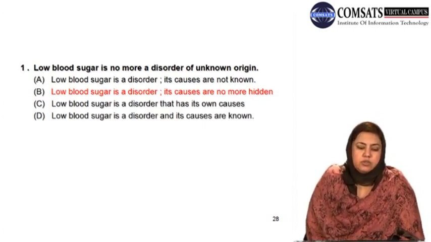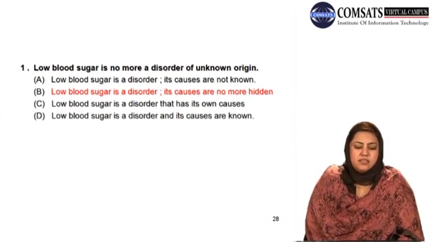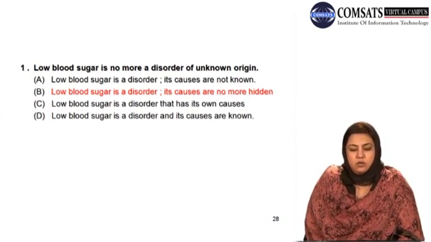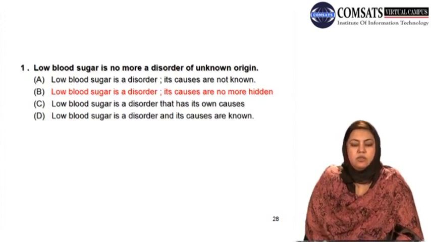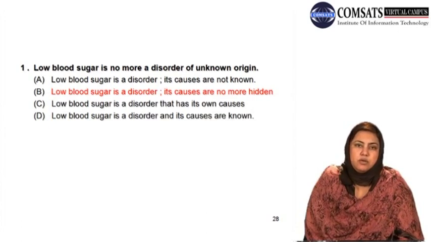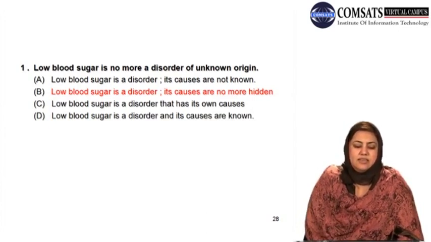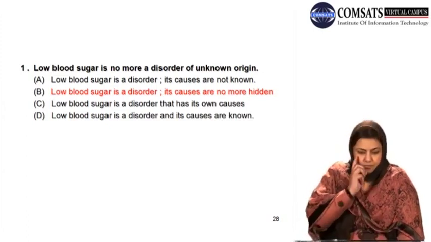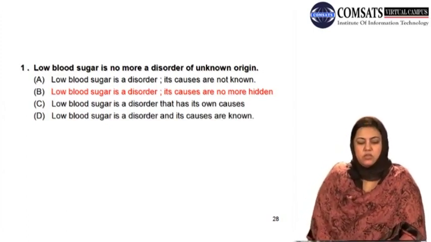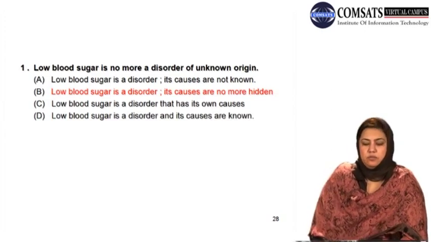However, D option was rejected on the basis because it said low blood pressure is a disorder and its causes are known. The information that is provided is correct. However, the original sentence provided some more information than that. And what is that? The original sentence said that low blood sugar is a disorder and its causes are known now. That is why the option B was chosen as the correct option.